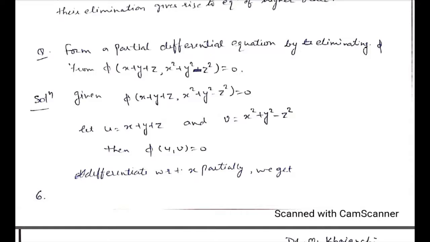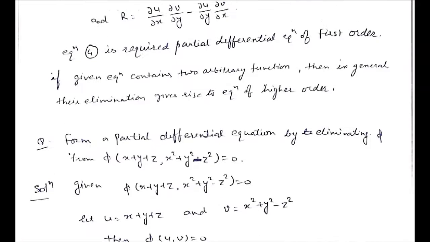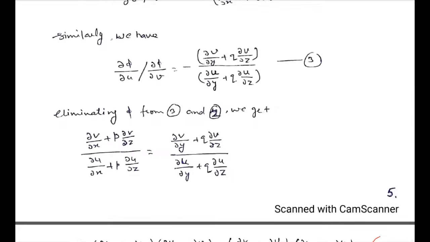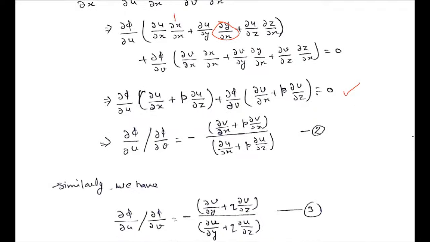As above we saw, phi is a function of two variables u and v. So let's take x plus y plus z as the variable u, and x square plus y square minus z square as another variable, say v. So phi is a function of u, v, and we are given phi(u, v) equals 0. Now differentiate this phi with respect to x. As we have discussed how to differentiate phi with respect to x, when we differentiate phi with respect to x, we get this equation.